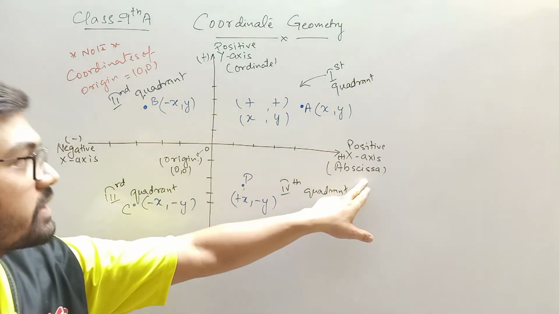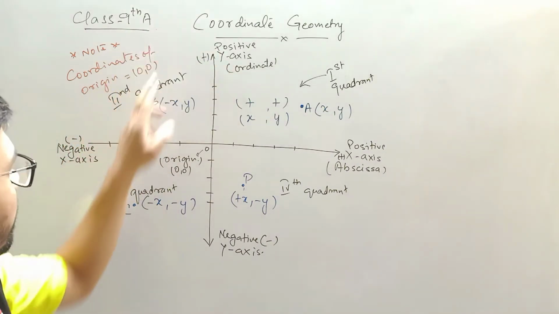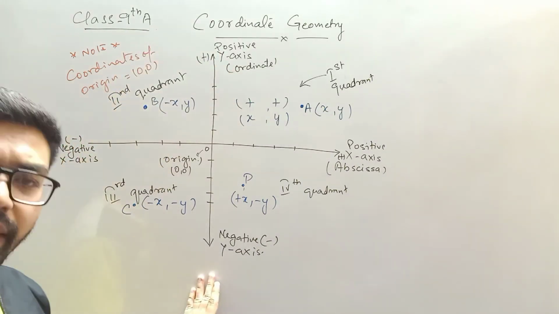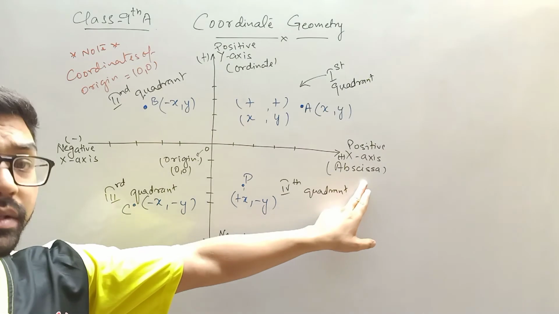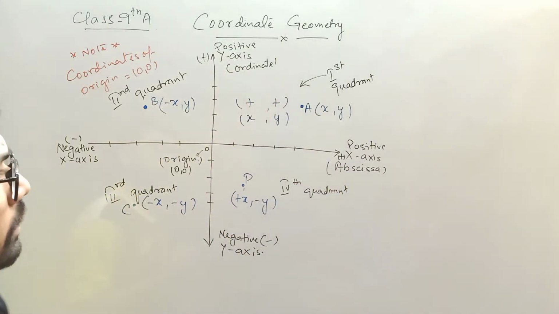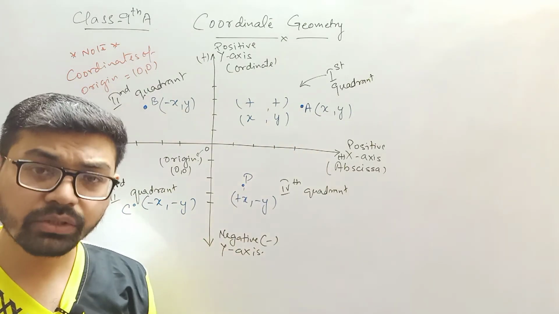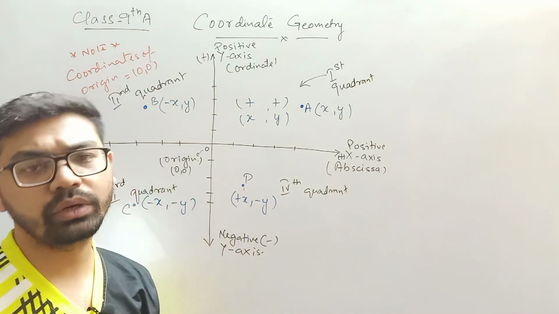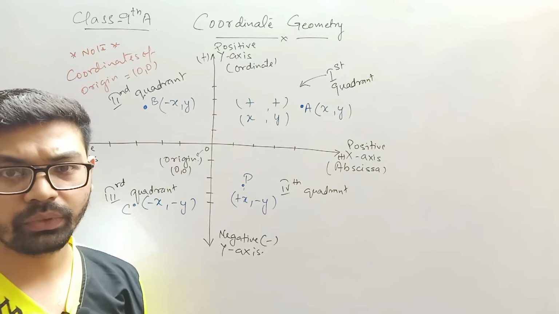This is positive x-axis, this is positive y-axis. This is negative x-axis, this is negative y-axis. X-axis is also known as abscissa and y-axis is also known as ordinate. Coordinates help us to indicate or locate a location where you need to go.